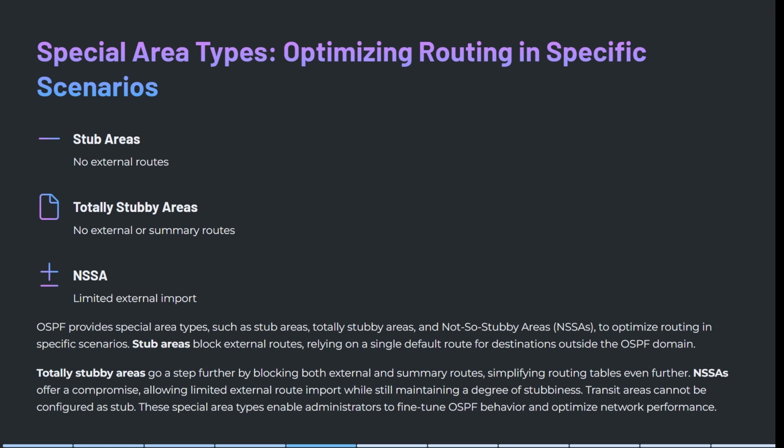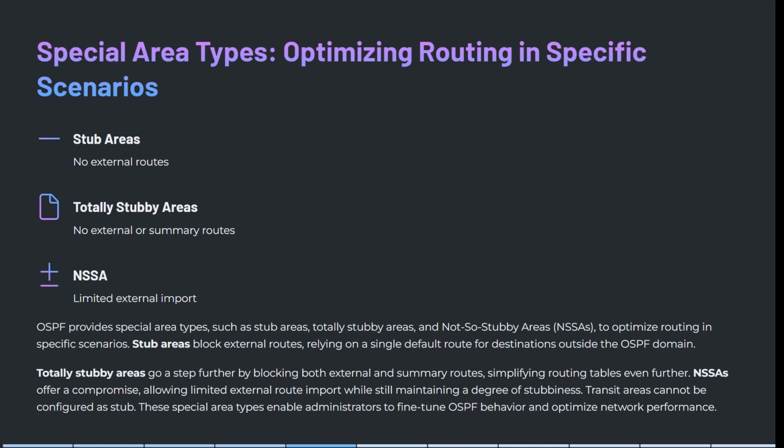Special area types, optimizing routing in specific scenarios. Stub areas: no external routes. Totally stubby areas: no external or summary routes. NSSA: limited external import. OSPF provides special area types such as stub areas, totally stubby areas, and not-so-stubby areas, NSSAs, to optimize routing in specific scenarios.